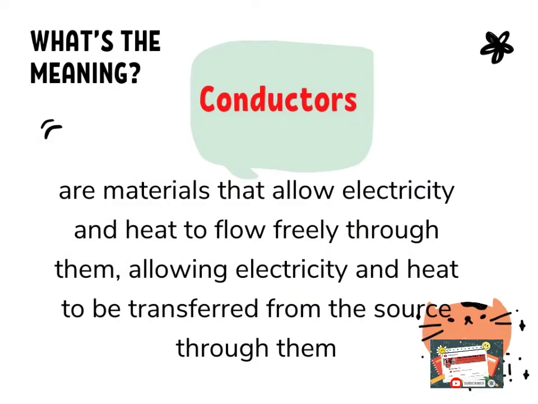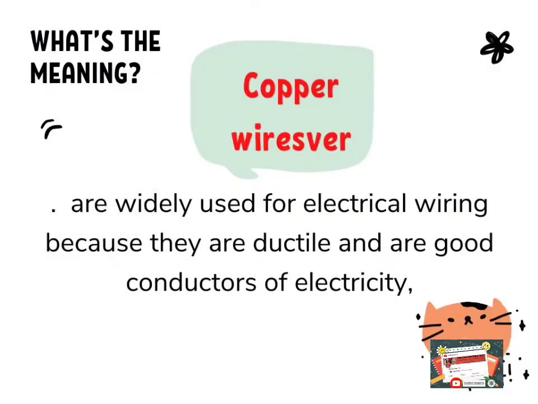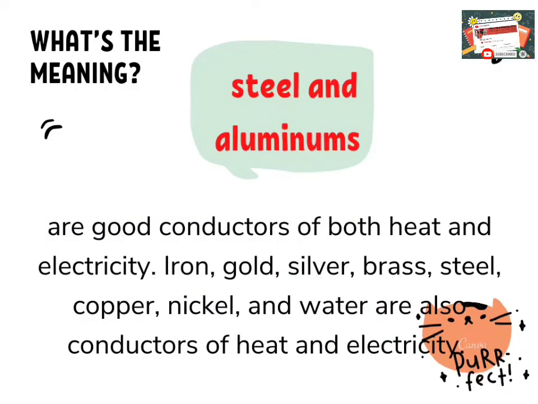Conductors are materials that allow electricity and heat to flow freely through them. The following are the examples of good conductors of heat and electricity. Copper wires are widely used for electrical wiring because they are ductile and are good conductors of electricity. Silver is not always an ideal choice as a material because it is expensive and susceptible to tarnishing. Steel and aluminum are good conductors of both heat and electricity. Iron, gold, silver, brass, steel, copper, nickel and water are also conductors of heat and electricity.